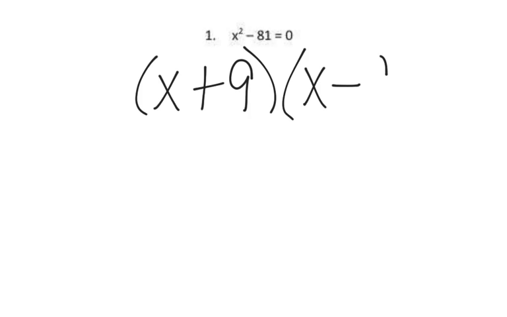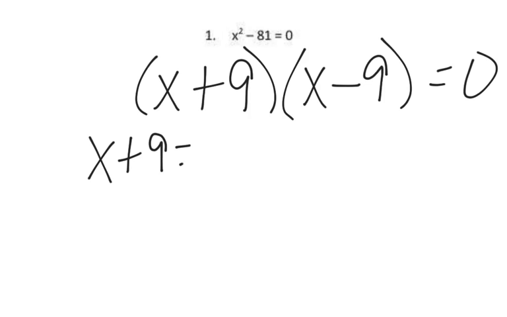Looking at number 1, x squared minus 81 equals 0. The first thing we're supposed to do is look to see if they have anything in common that I can pull out. There's not anything in common. The next thing you want to do is look and see if they're both perfect squares. And they are. So you're going to take the square roots and you're going to add them and subtract them. So the square root of x squared is x, plus the square root of 81 is 9. And then you write x minus 9. So you're going to have the same thing in both sets of parentheses, one with a plus, one with a minus. Now you're going to make your two equations.